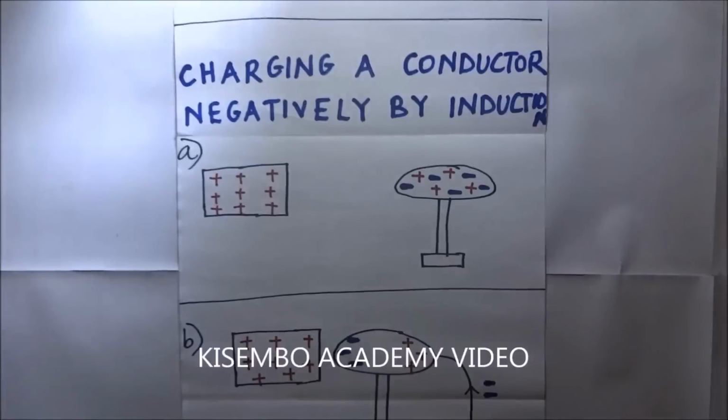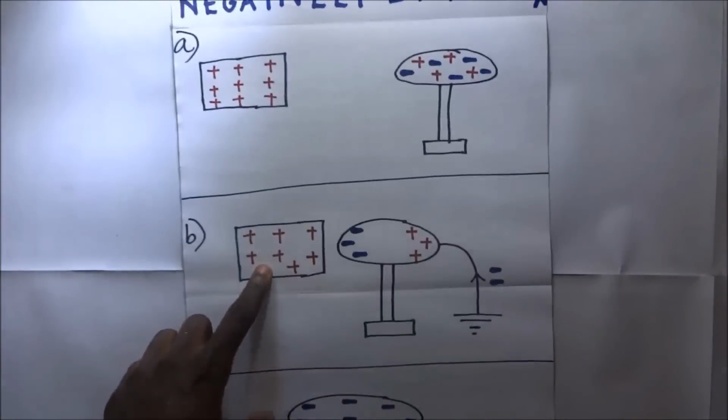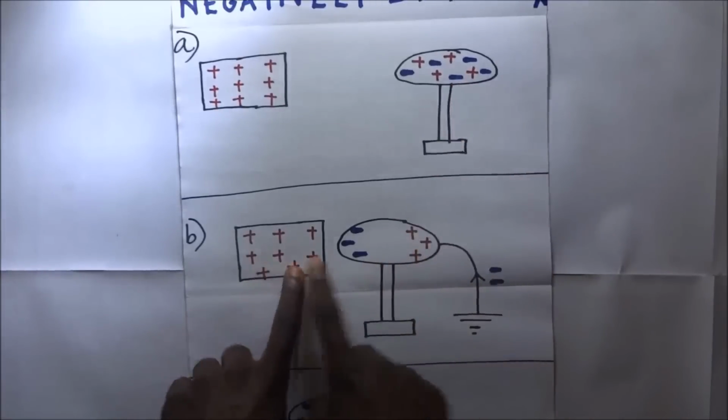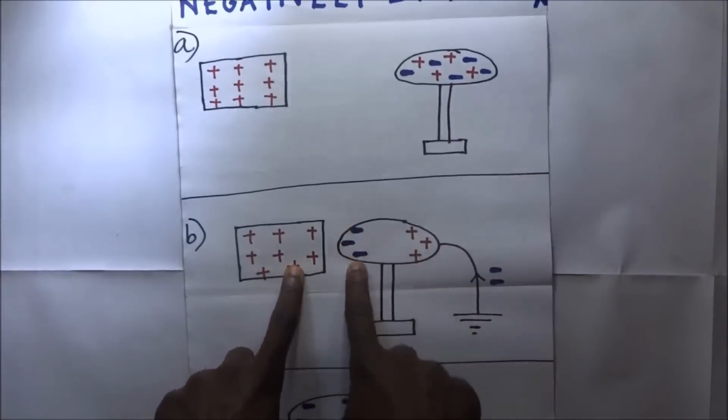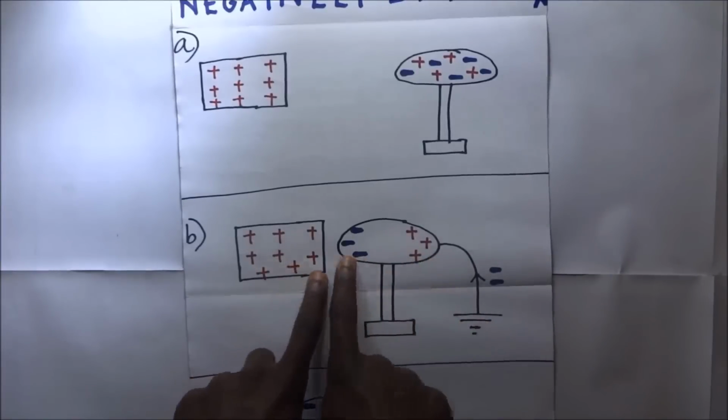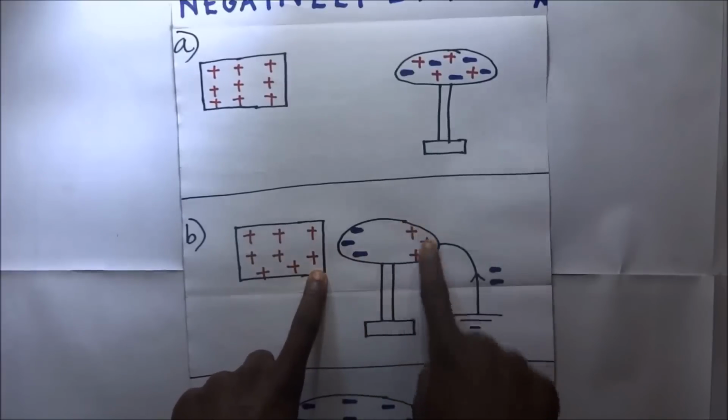Charging negatively by induction, we'll do it like before. We get a positively charged body and bring it in the proximity of this neutral conductor. These positive charges are going to attract those negative charges. So the negative charges will be attracted to this side of the conductor, leaving this side with more positive charges.